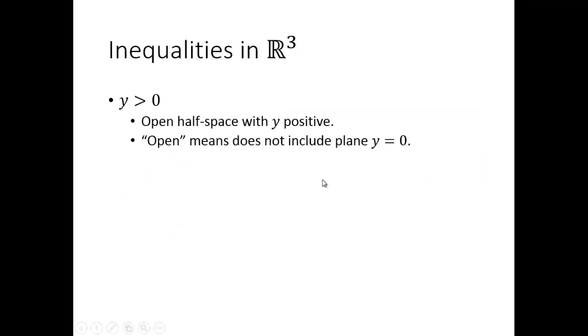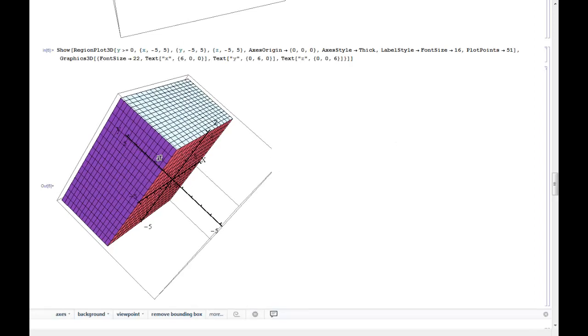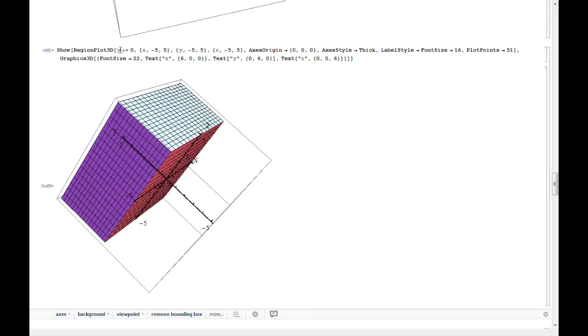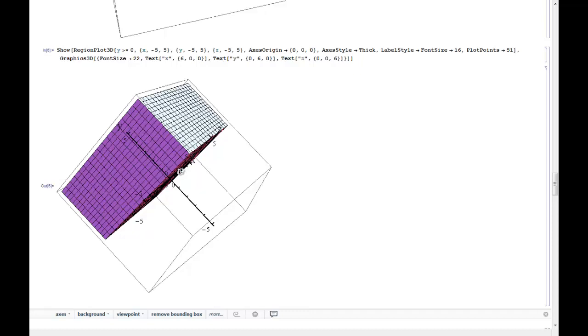Oh, we have this word open here. Open means we do not include the plane y equals 0. That's not really part of the picture here. I mean, it'd be very hard to tell. I guess I actually graphed the closed half plane. But basically we're talking about if this edge counts or not. So just this plane here, that's the boundary. Do we include the boundary or not?